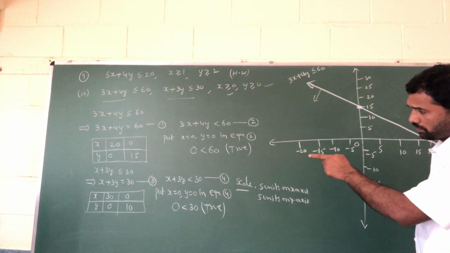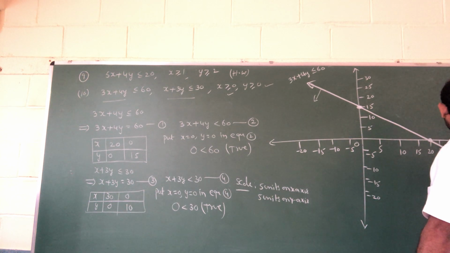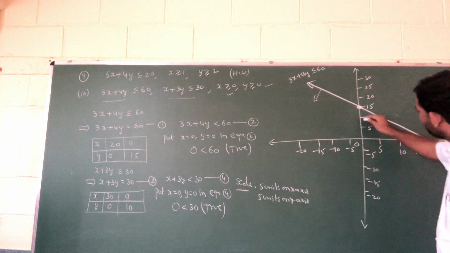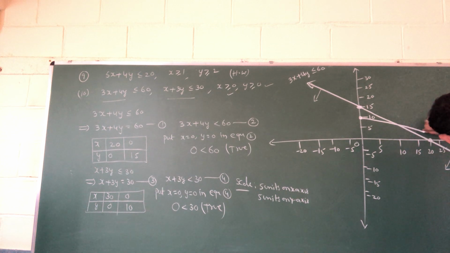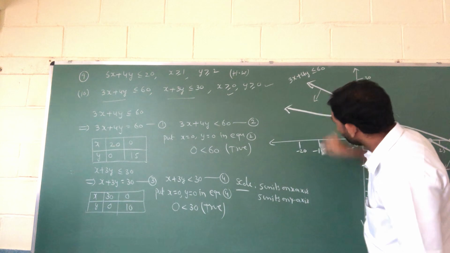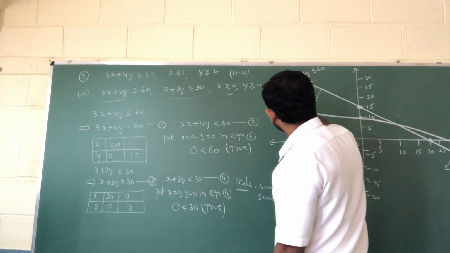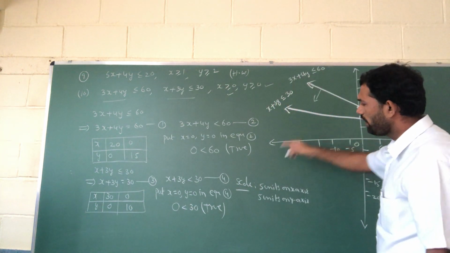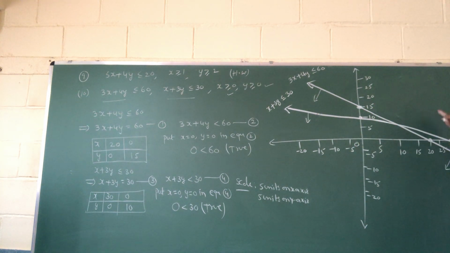Equation number 3: x equal to 30 and y is equal to 10. Now join with the dark line. This is x plus 3y less than or equal to 30. Okay, now where do we shade? This is also true, so downside we have to shade.